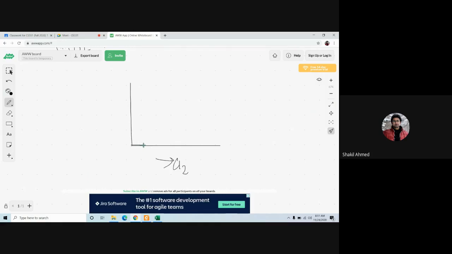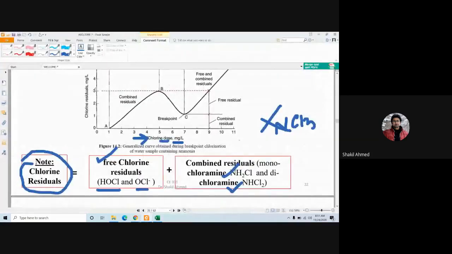Am I right? Zero on the y-axis. Up to this point, for example, we have added chlorine, and you see there is no rise in the y-axis direction. Chlorine residual, no chlorine. So this is first of all this, right?